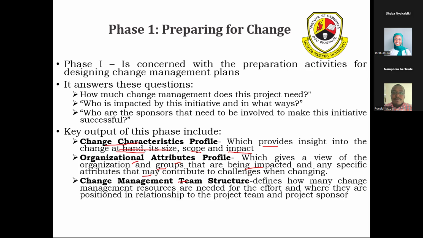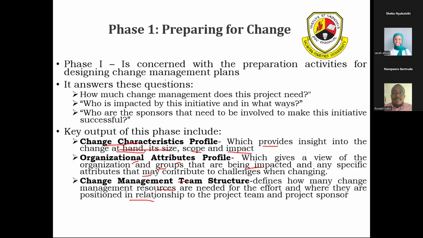The change management team structure. What resources are you going to need? How many people will you need? What resources will be needed for the efforts? And then who are those who are in position, those relationships within the project? Where are the positioned relationships in the project? Those who are going to make the sponsorship, those who are going to drive change in the different units where change is needed.